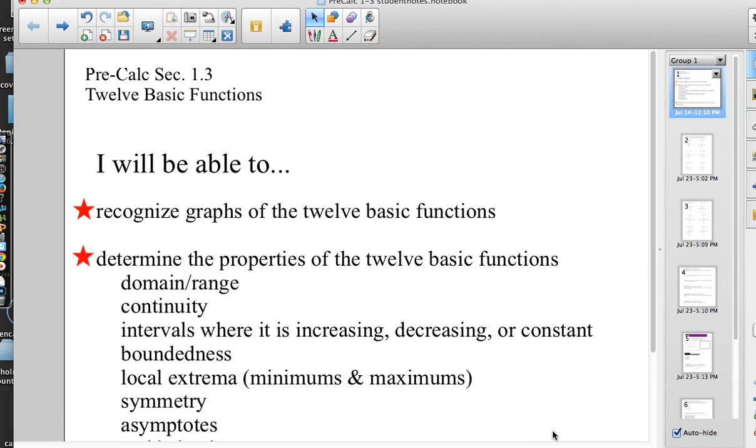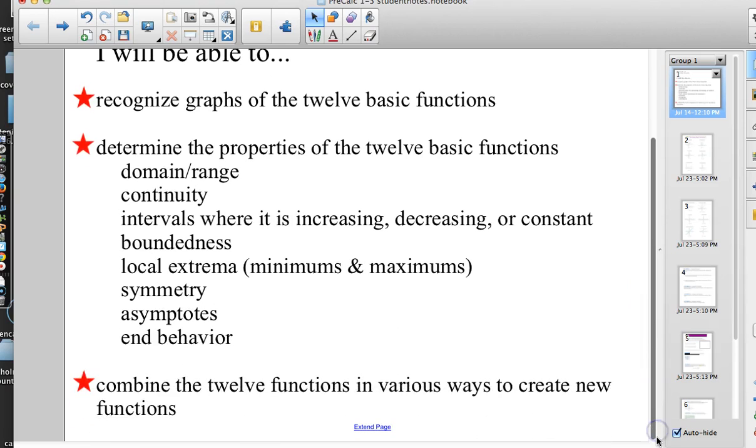Let's think about all the good stuff that we found out about those 12 basic functions. We want to be able to recognize the graphs of the 12 basic functions. Like I said before, really the only ones that cause people any trouble as far as recognition are sine and cosine. Just remember, sine starts at 0, 0, cosine starts at 0, 1.